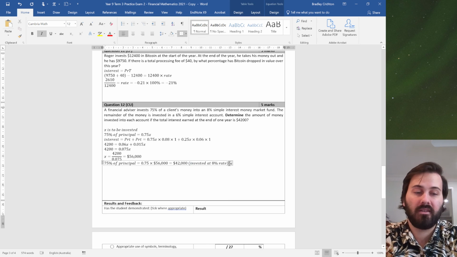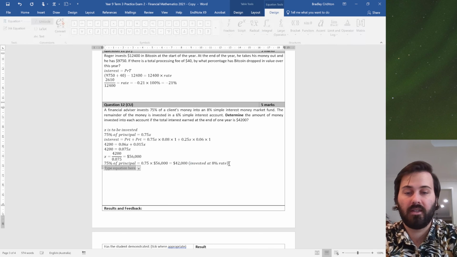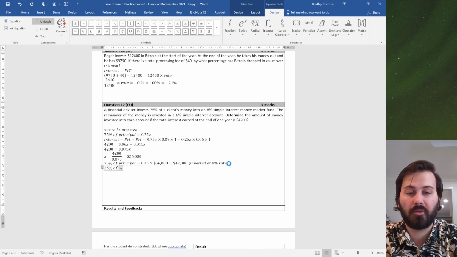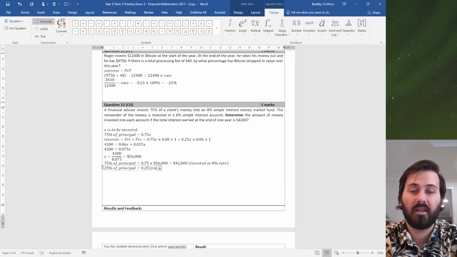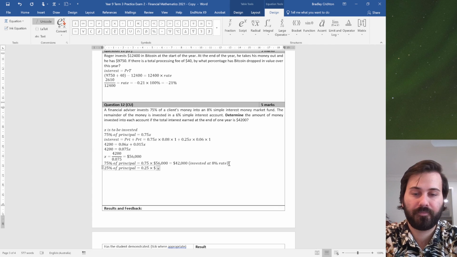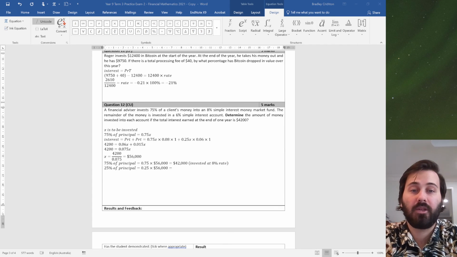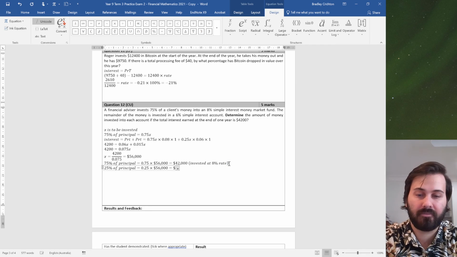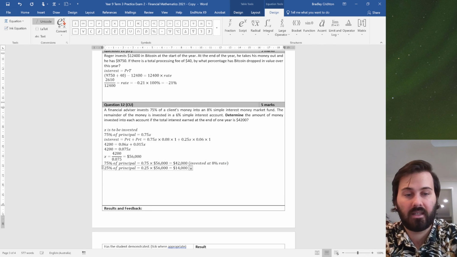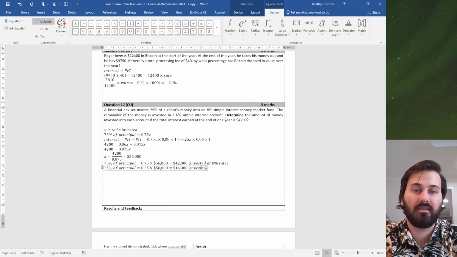And what is the remainder? We have 25% of the principal, which is equal to 0.25 times 56,000. That is equal to 14,000. Now that was invested at 6%.